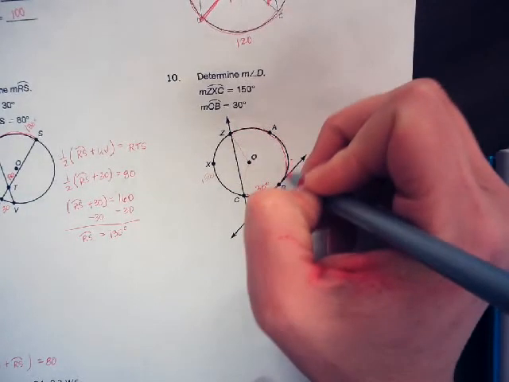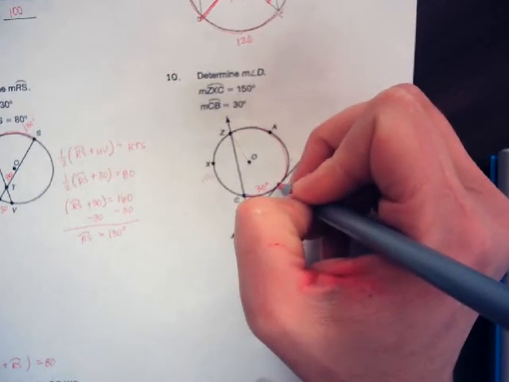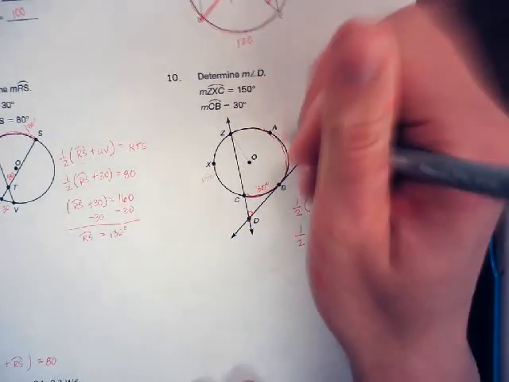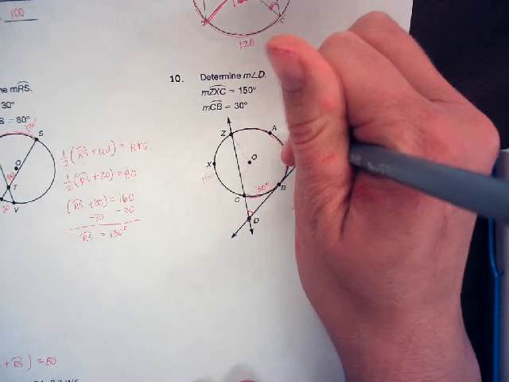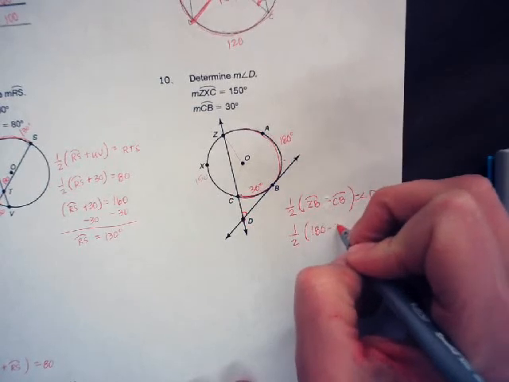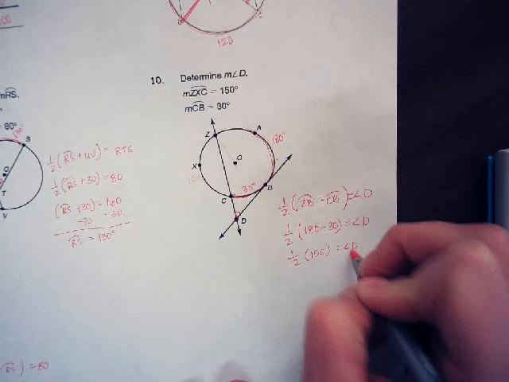So from here to here is 210. Then from here to here is going to be 210 minus 30. So that's going to give me 180. So I'd have 1/2 of 180 minus 30 would give me angle D. It's going to be 1/2 of 150, which gives me angle D, which is 75.